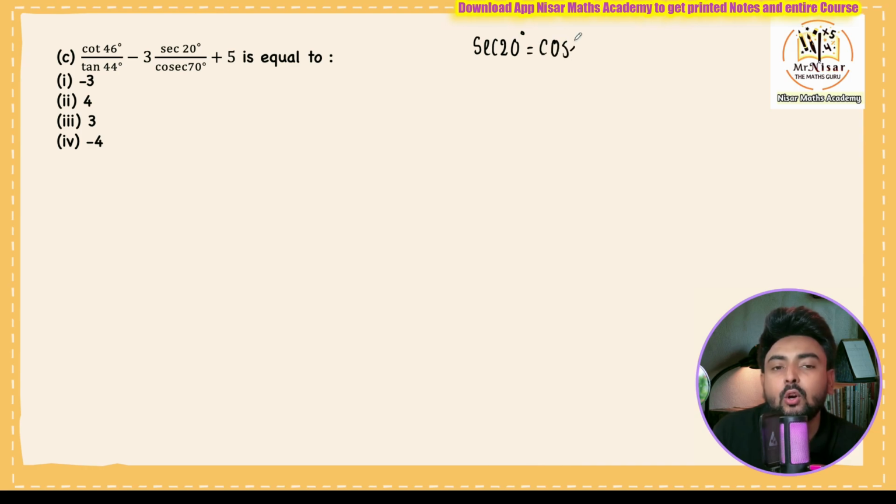It means their sum should be how much? Their sum should be 90. So sec 20, so 90 minus 20, it is 70. This you should say orally now.